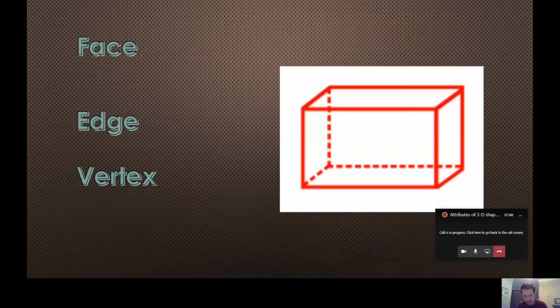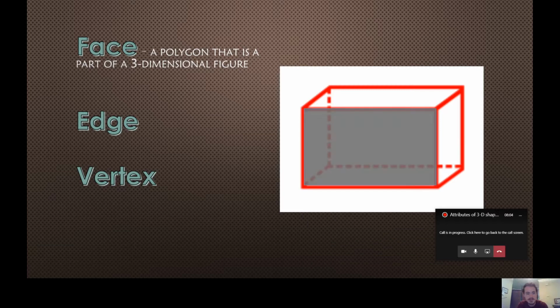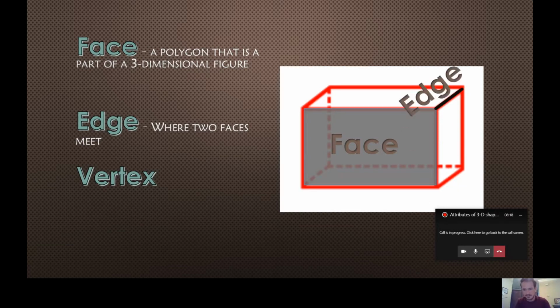Now, just a reminder about three-dimensional shapes. Remember that we have a face, which is a polygon that's part of the three-dimensional figure. So it's the flat surfaces on the three-dimensional shapes. Here's our example. This is a face. We also have edges. That's where the 2 faces meet. So where the 2 faces meet is an edge. Think about the edge of a table. That's an edge of this rectangular prism.